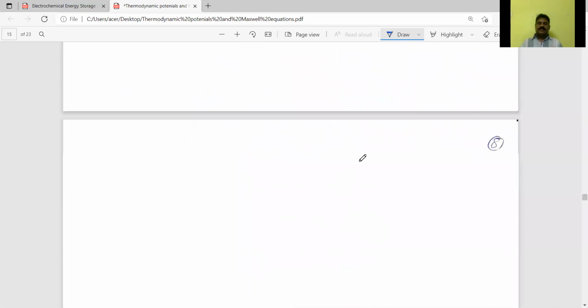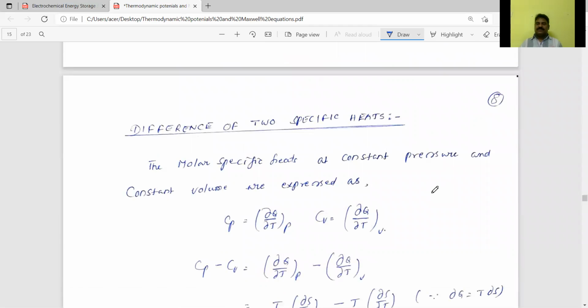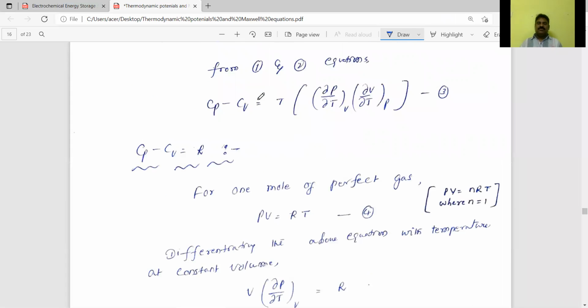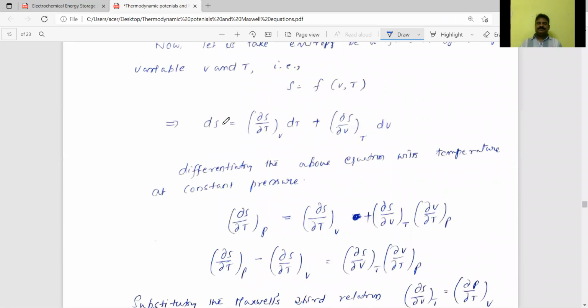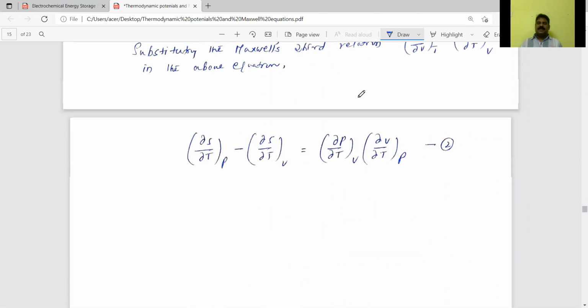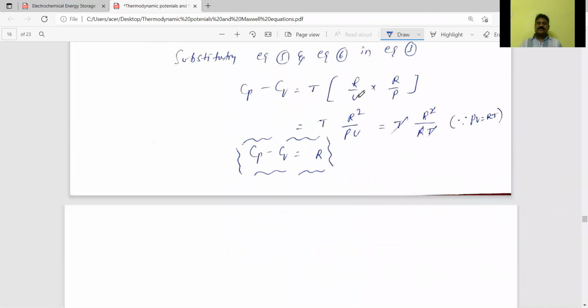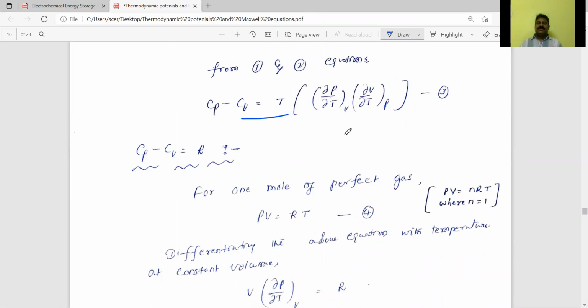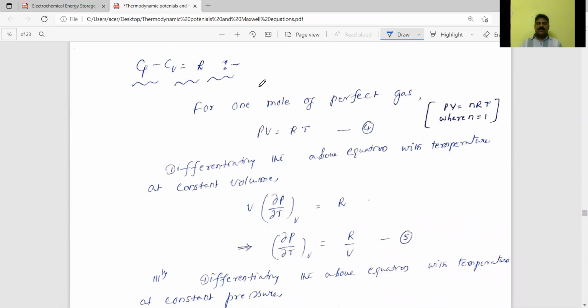In a similar manner, we have also proved that the difference of specific heats equal to R, that means universal gas constant. Cp minus Cv equal to R. You know Cp and you know Cv. So the relation between these two, if you take entropy as a function of V comma T, can be written as Cp minus Cv equal to T into dou P by dou T at V into dou V by dou T at P. So, from this, we have proved that Cp minus Cv equal to R.